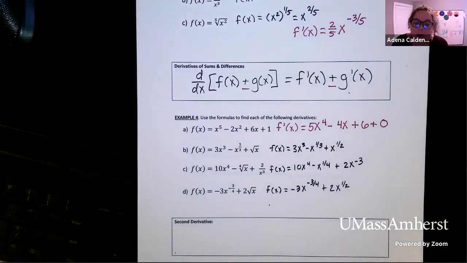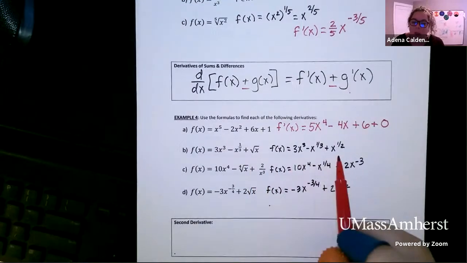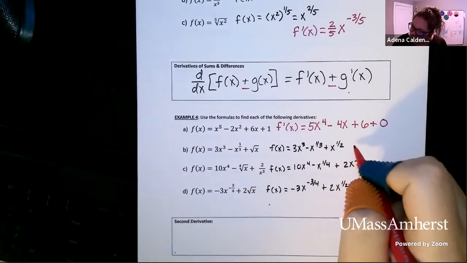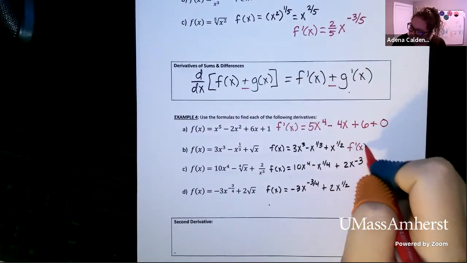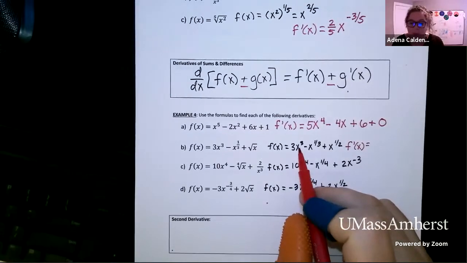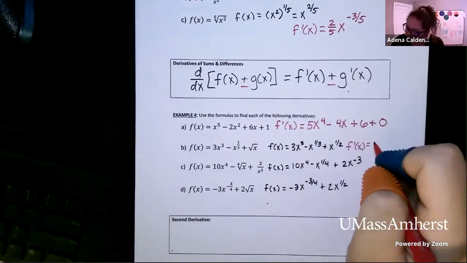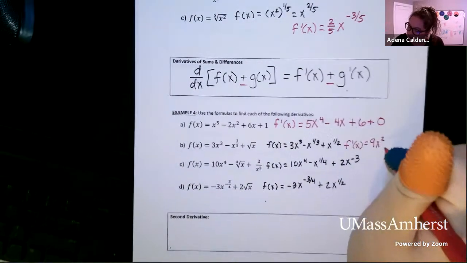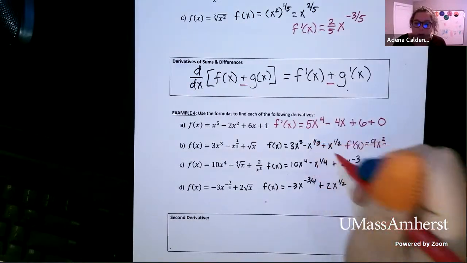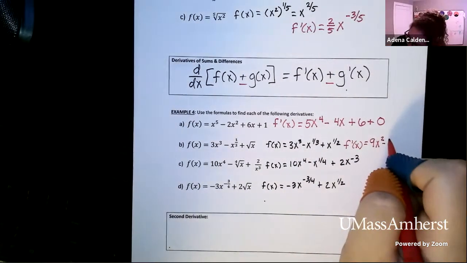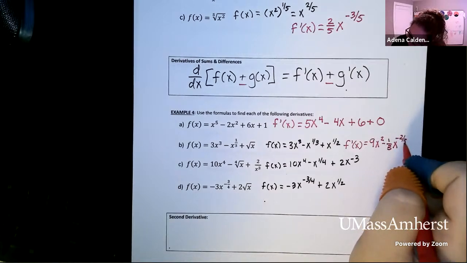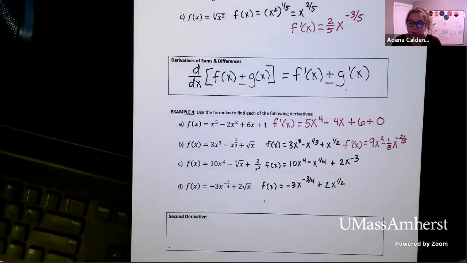Okay. Now for part B, we do need to rewrite first because we have the square root of x, and we need to turn that into x to the 1/2. So I did that rewrite, and then from there, I can go ahead and take the derivative term by term. So I have 3x cubed, so the 3 comes down, so I get 9x squared minus, now the second term I have x to the 1/3. The 1/3 comes down, and I subtract 1 from the power. So 1/3 x to the negative 2/3.